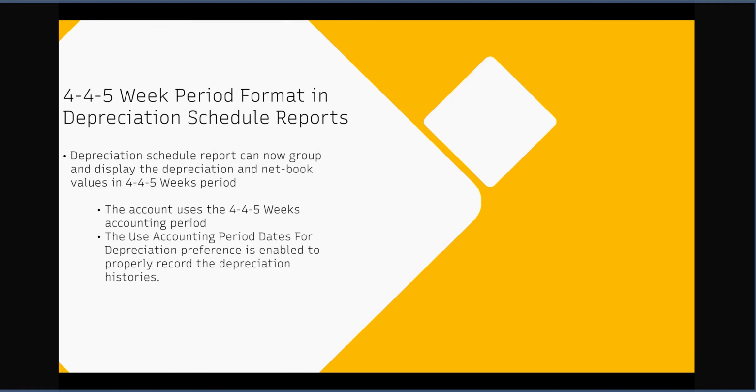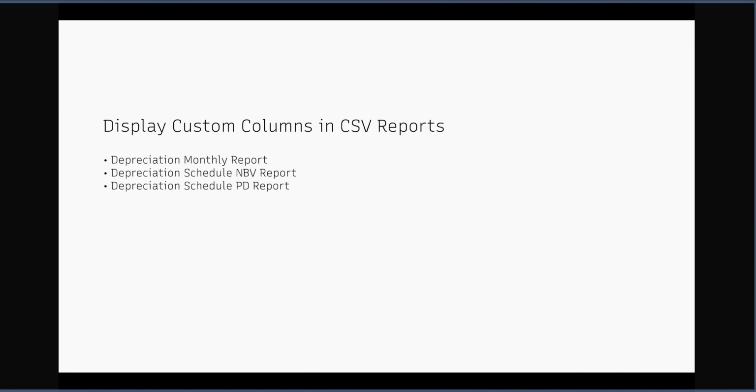Custom columns added to these report templates using the customized report template page are now reflected in the CSV reports. Currently, only the following reports are supported: depreciation monthly report, depreciation schedule net book value report, and depreciation schedule PDF report. This update does not apply to reports generated in previous versions of the SuiteApp. The changes will take effect on the report templates when you resave them after upgrading to FAM 2024.1.